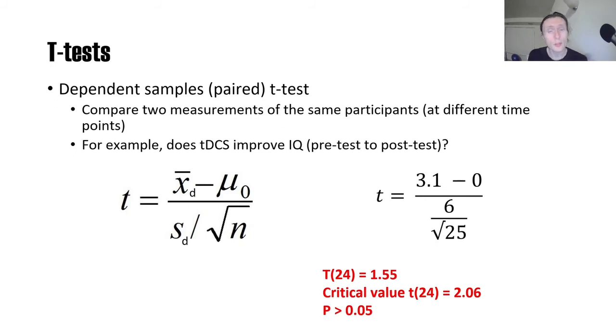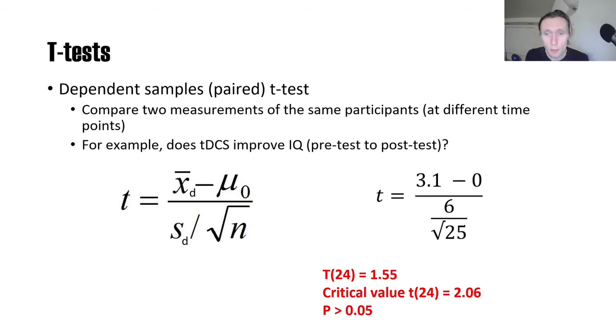So our critical value is 2.06. And then we would see that 1.55, again, just means that the post-test score is 1.55 standard deviations larger than the pre-test score.